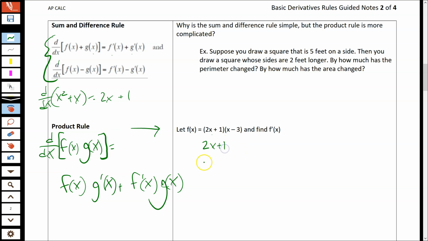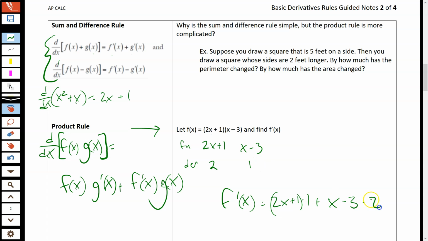2x plus 1 is the first function, and then the derivative of 2x is 2, the derivative of 1 is 0, and then x minus 3 is the second function. The derivative of that is 1, right? Okay, so these are our functions, these are your derivatives. So this says to take 2x plus 1 times 1. So f prime of x is going to be 2x plus 1 times 1 plus x minus 3 times 2.